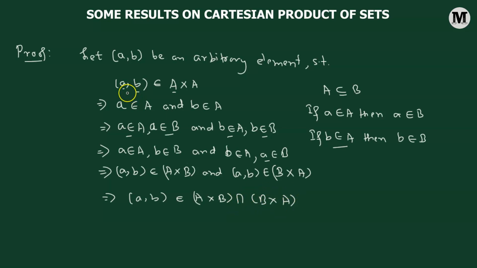So we started out by considering an ordered pair (a, b), which is a member of the Cartesian product of A and A, and we were able to show that the same ordered pair (a, b) is also a member of the Cartesian product of A and B intersected with the Cartesian product of B and A. So this simply tells us that the Cartesian product of A with itself is a subset of the Cartesian product of A and B intersected with the Cartesian product of B and A. Hence proved.